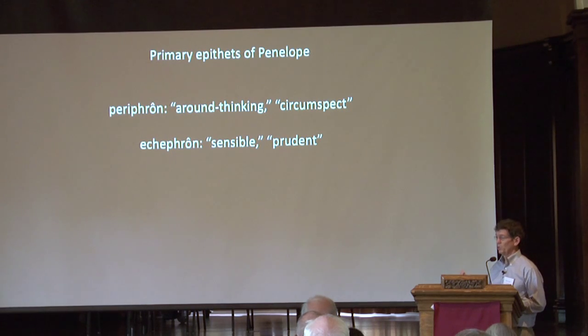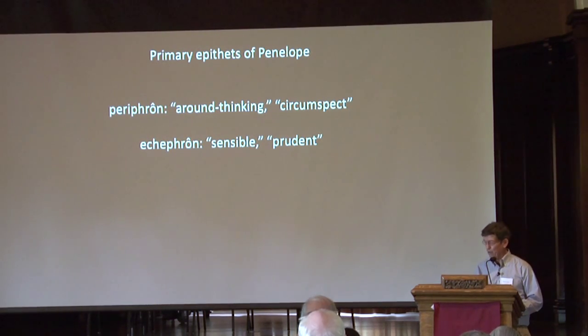Penelope is not polu, but she is phron. She's really intelligent, and she's periphron, or thinking around. In other words, she takes a 360-degree view of things. Nothing really escapes her, circumspect. And echephron, meaning holding on to your phren, not losing control, sort of ever sensible or prudent. And so those are the epithets that really, among others, echo throughout the poem as we read it.